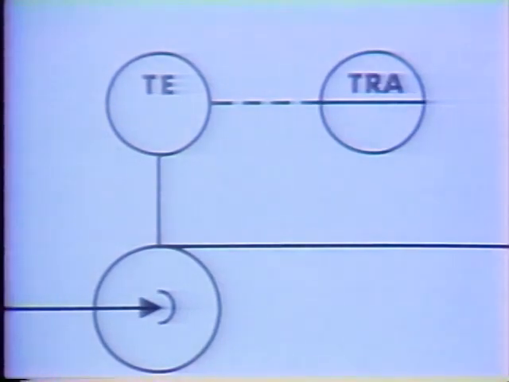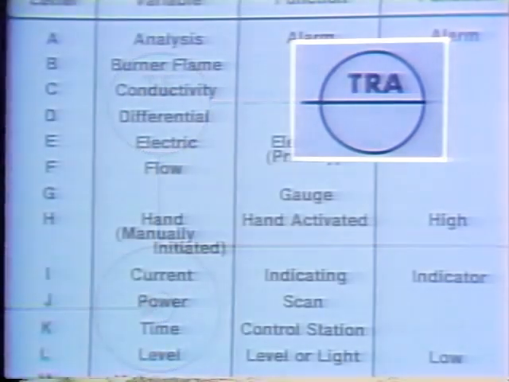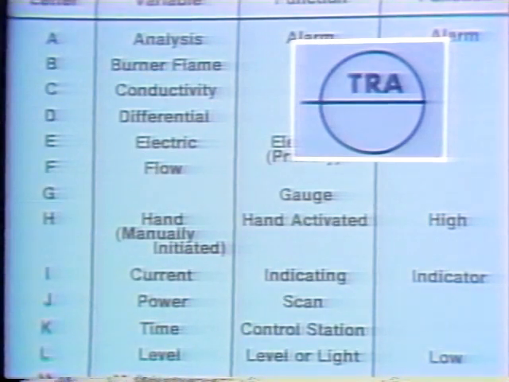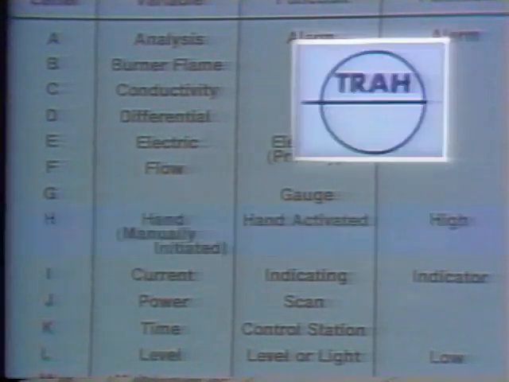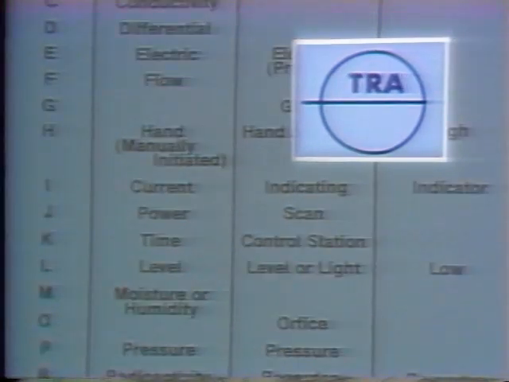Again, using our recorder as an example, if the alarm on the recorder sounded when temperature got too high, then the fourth letter would be H, signifying a high temperature alarm. The recorder would be designated as a TRAH. If, on the other hand, the recorder is connected to an alarm that sounds when temperature gets too low, then the fourth letter would be an L, making the designation TRAL.